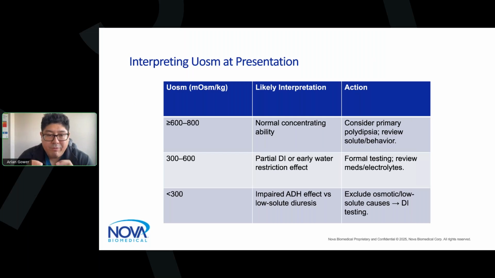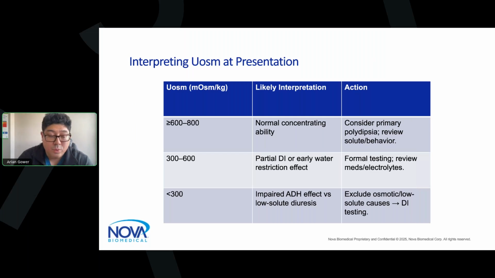So this is a brief summary of all the numbers that we discussed with the deprivation test. If the urine osmolarity can become greater than 600 milliosmoles per liter, that would demonstrate a normal concentration ability of the kidney. In this case, primary polydipsia should be considered as a diagnosis for patients with polyuria and polydipsia. If a urine osmolarity is less than 300 millimoles per liter, it demonstrates an impaired antidiuretic hormone effect or response, typically consistent with diabetes insipidus.